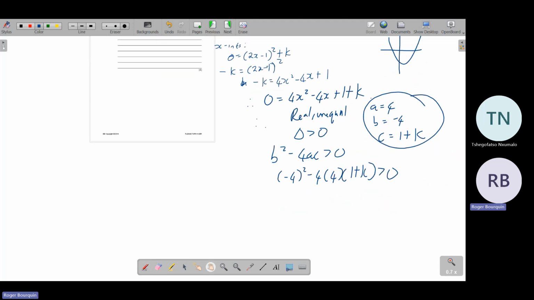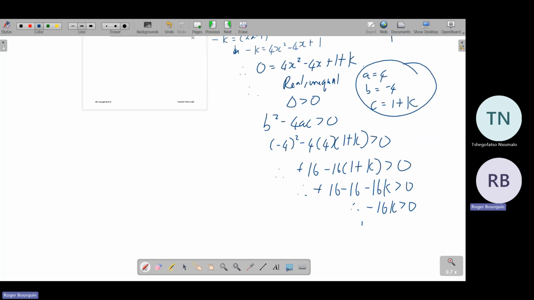So it must be greater than 0. So minus 16 times 1 plus k is bigger than 0. It's not negative 6, it's 16. So minus 16k is bigger than 0. If I divide by negative 16, what happens? It will switch. So k is less than 0, right?